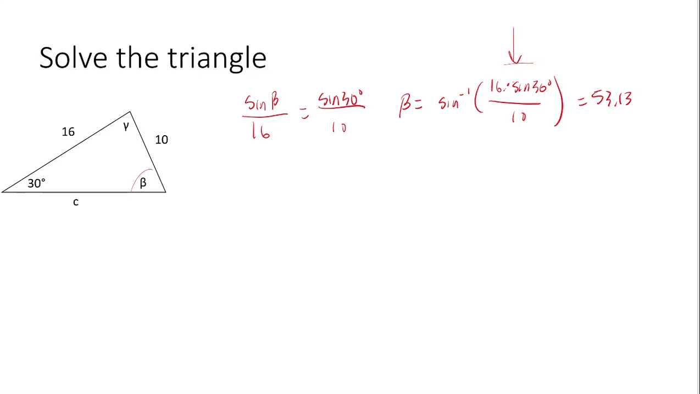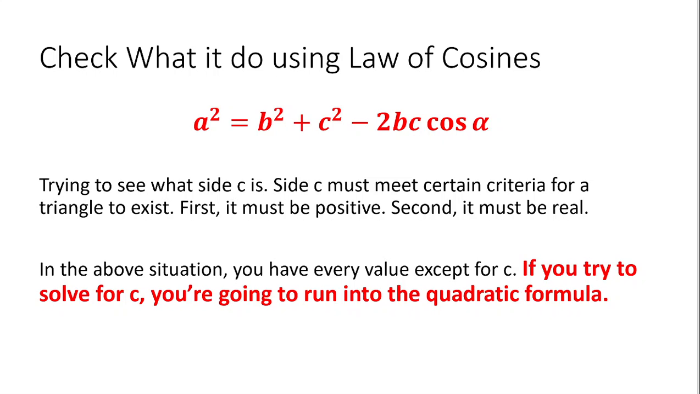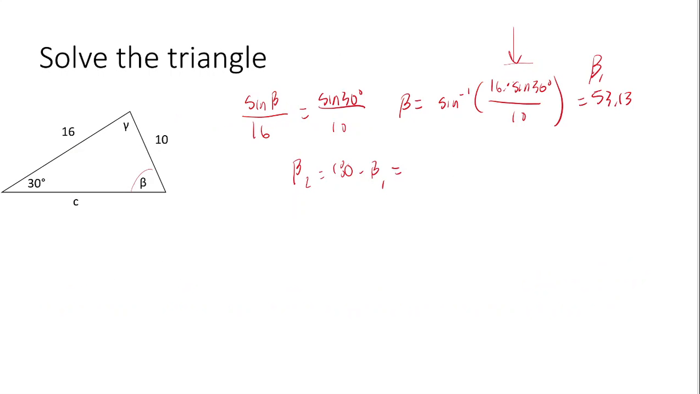However, from the previous slide, we know that if there is a second case, that angle, we'll call this B1, beta sub 1, we know that beta sub 2 is equal to 180 minus beta sub 1. That's the other possibility. So what does that mean? Well, for this particular case, 180 minus that answer gives us 126.9. Let's say that's 0.1, that's 0.9.